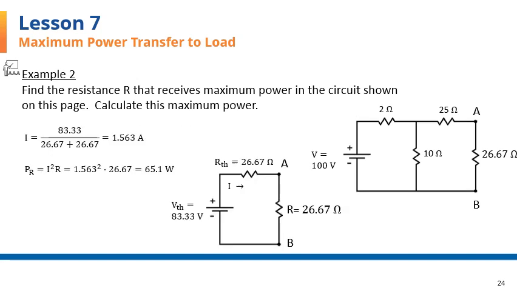First we find the current by dividing this voltage over the sum of these two resistances, and it comes to 1.563 amps. Then to find the power in this resistor, we multiply the resistance times the square of the current, and the maximized power comes to 65.1 watts.